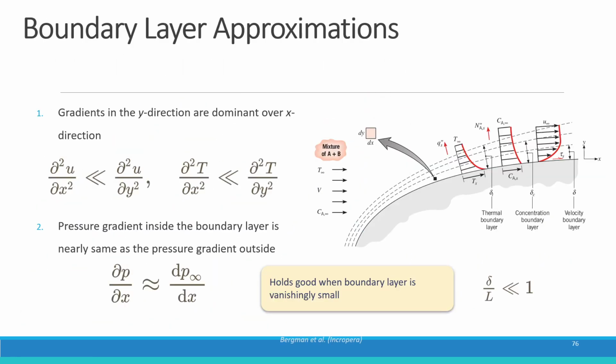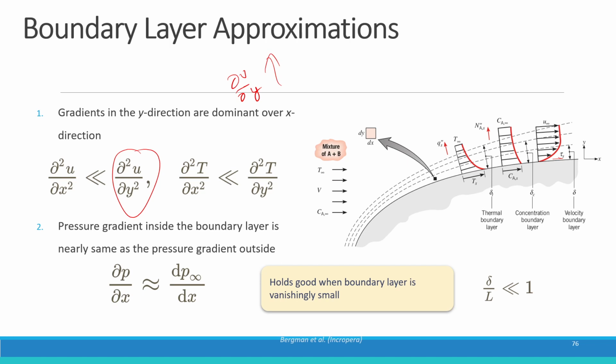So the main boundary layer approximation was this: the gradients in the y direction are dominant over the x direction. That is, the second partial derivative of u with respect to x is very, very small as compared to the second partial derivative of u with respect to y. That is, del u by del y will be very high as compared to del u by del x. That is why we can write the second gradient similarly.